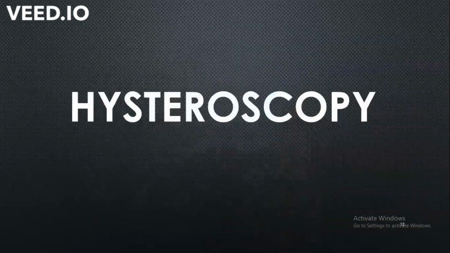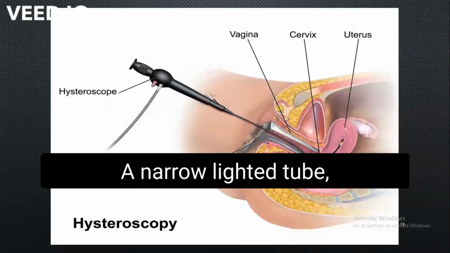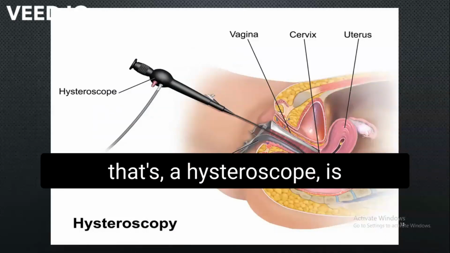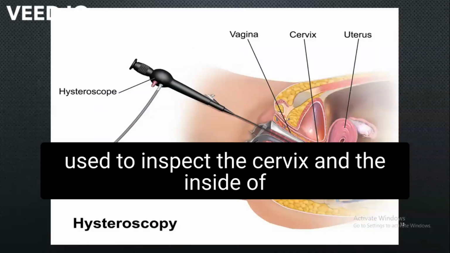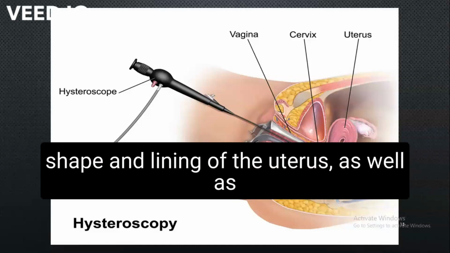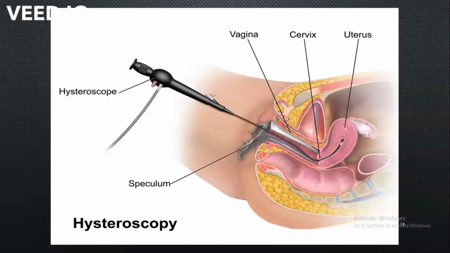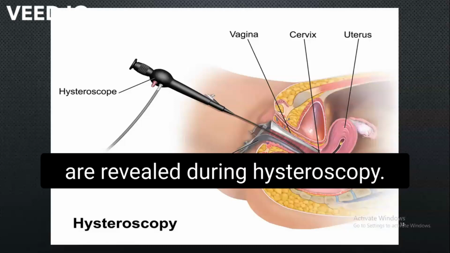Hysteroscopy. A narrow lighted tube, that's a hysteroscope, is used to inspect the cervix and the inside of a woman's uterus to look for issues. The size, shape, and lining of the uterus, as well as any related anomalies that may influence female fertility, are revealed during hysteroscopy.